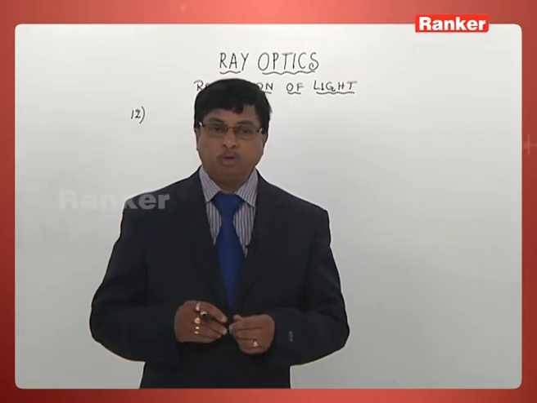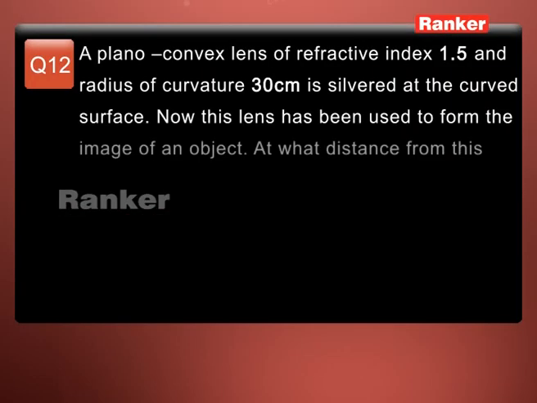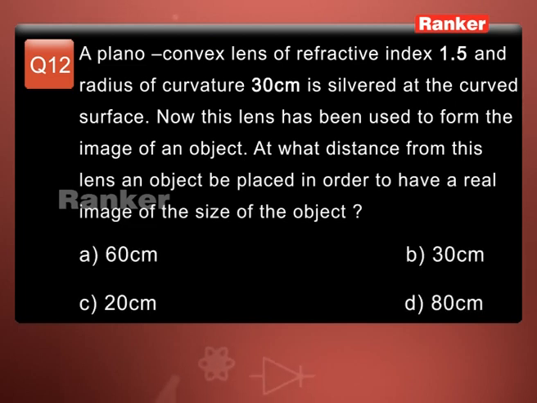Let us switch over to problem number 12. A plano-convex lens of refractive index 1.5 and radius of curvature 30 cm is silvered at the curved surface. Now, this lens has been used to form the image of an object. At what distance from this lens should an object be placed in order to have a real image of the size of the object? A real image is supposed to be formed. The size of the image is supposed to be equal to the size of the object.